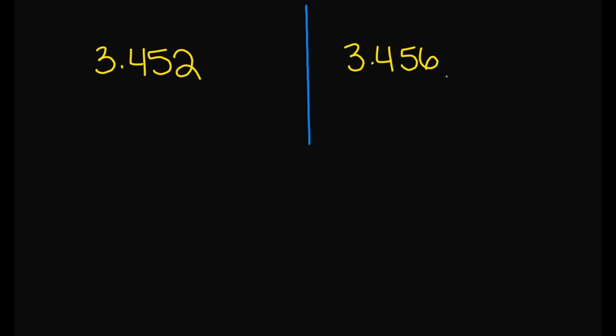The first thing you need to do when you are comparing and ordering your decimals is to line your decimals up. So I lined my decimals up here, and as you can see, my threes are the same, so that's good. My fours are the same, my fives are the same. And then here I have 6, and then up here I have 2. So the largest number here is going to be my 6. So 3.456 is greater than 3.452.